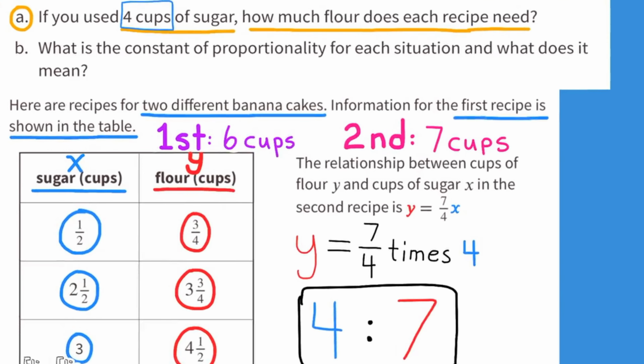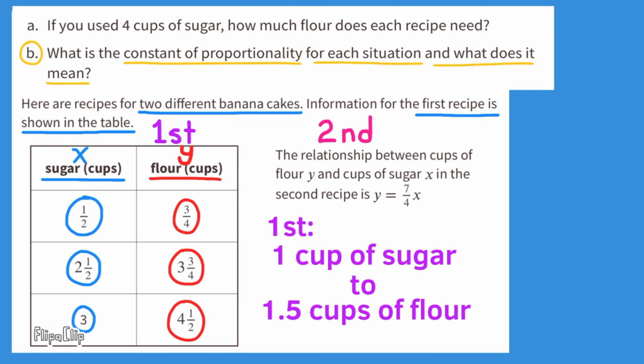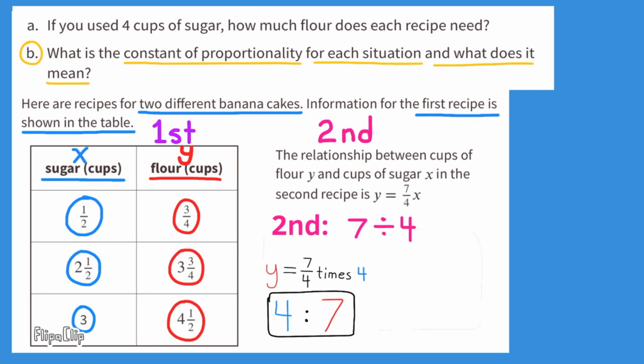B. What is the constant of proportionality for each situation, and what does it mean? For the first recipe, we can divide 3/4 by 1/2, which is 1.5. So the constant of proportionality for the first recipe is 1.5. 1 cup of sugar to 1.5 cups of flour. For the second recipe, we can divide 7 by 4. 7 divided by 4 equals 1 3/4. So for the second recipe, the constant of proportionality is 1 3/4, which means for every 1 cup of sugar, there's 1 3/4 cups of flour.